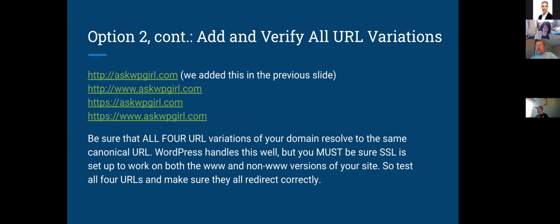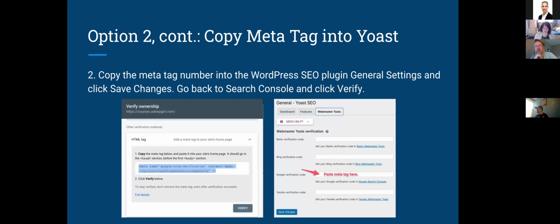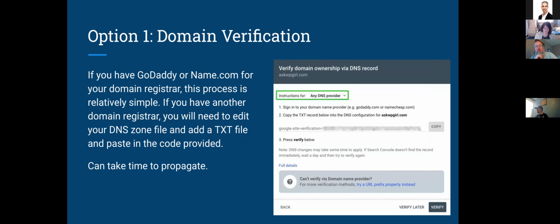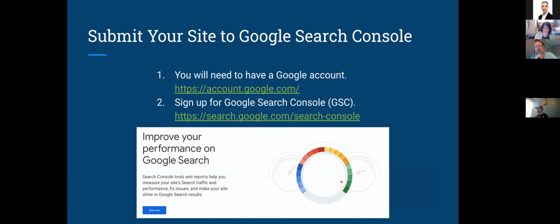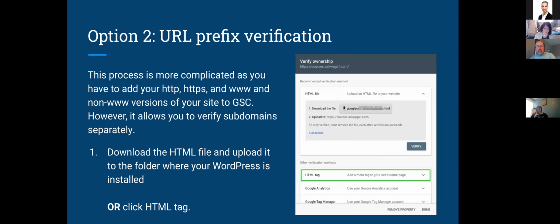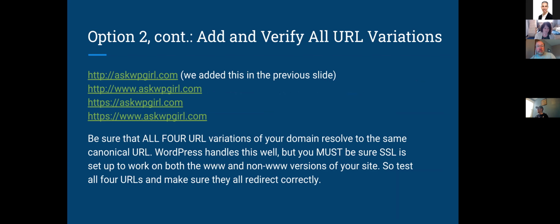The challenge with that URL verification is that you have to add every single version of your site for it all to work, and it's kind of super tedious and annoying, but it goes pretty quickly once you've verified with the first URL. So for example, my first URL might be http://askwpgirl.com. Once that's verified, I can repeat the process of adding the next domain and choosing URL prefix again and clicking verify, and it will just verify. So it goes pretty quick after you finish doing the first one.